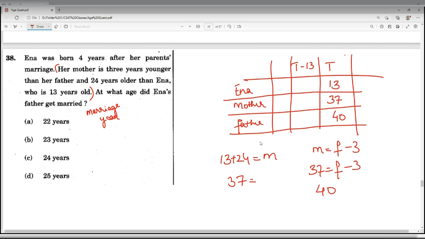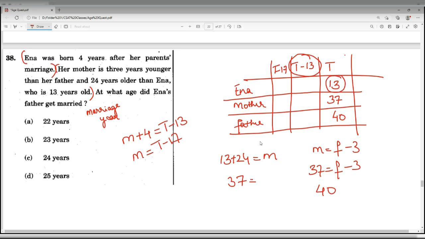And they've given one more piece of data. They're saying that Ina was born 4 years after her parents were married. So this time is after 4 years of marriage. So let M be the marriage year, and M plus 4 is equal to T minus 13. This 13 came from Ina's age. Okay, so M is T minus 17.